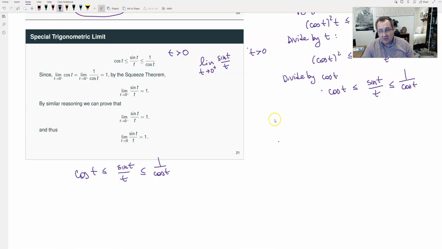Nevertheless, we can take a look. The limit of cosine t as t approaches 0 from the right and from the left in general is equal to 1. So I know that term will go to 1 as t goes to 0 plus. Now, what about 1 over cosine?